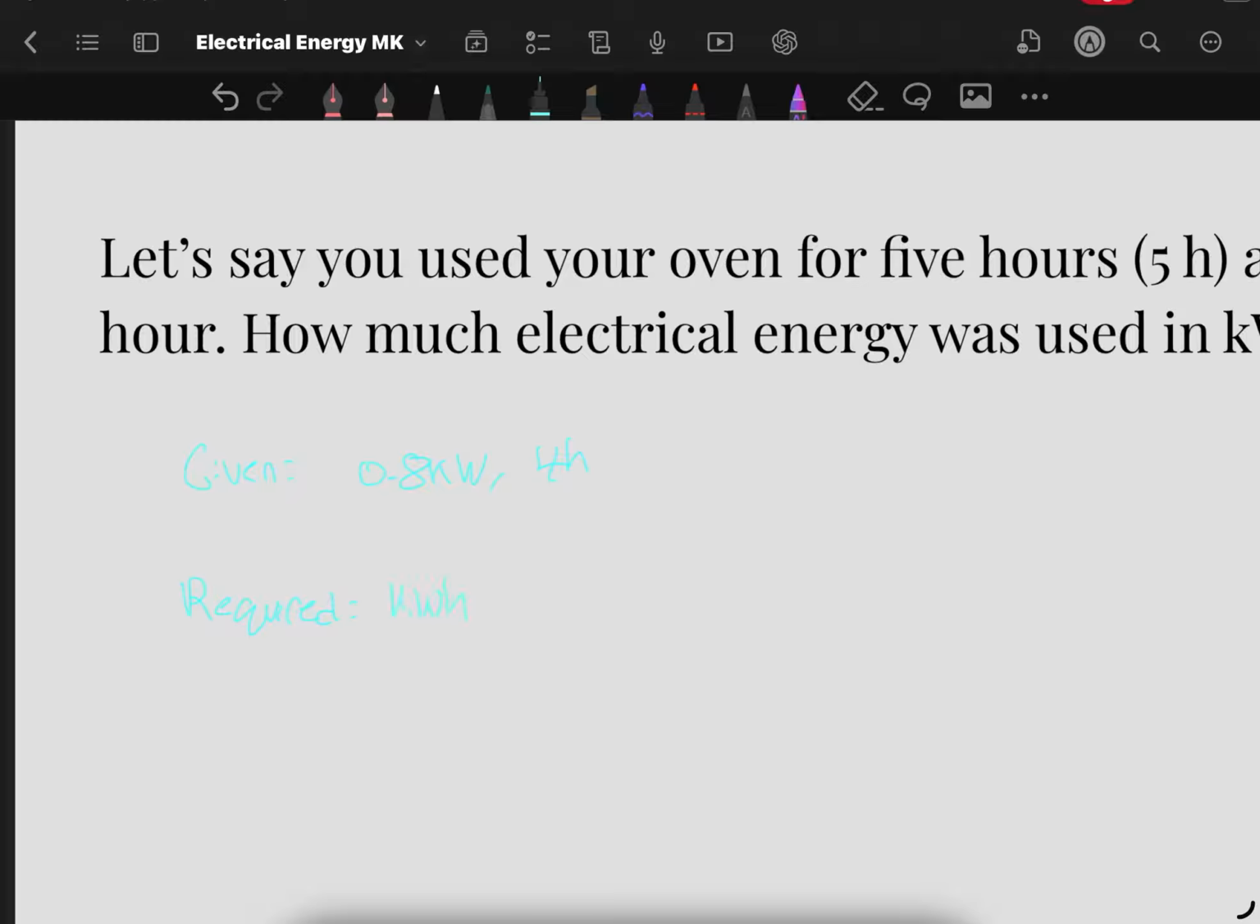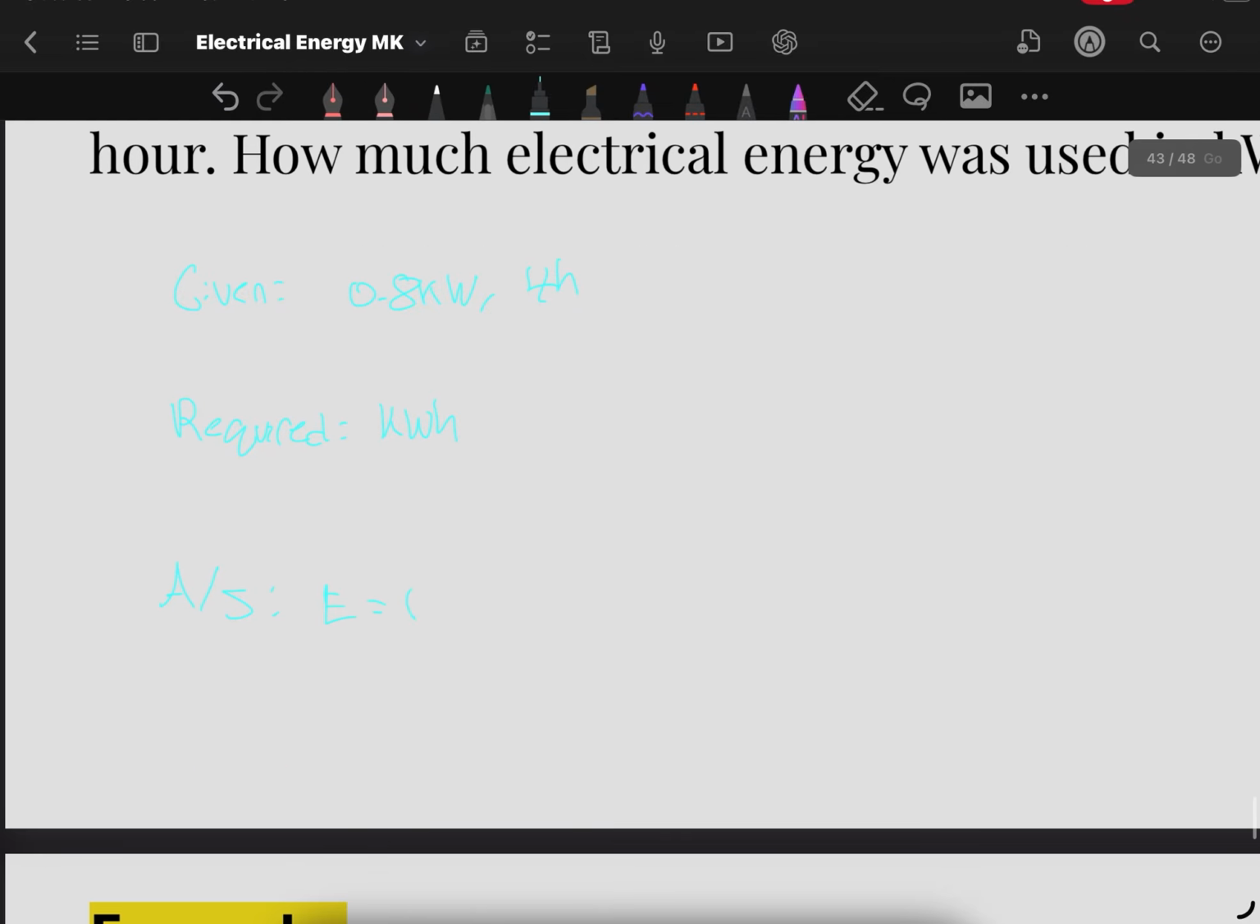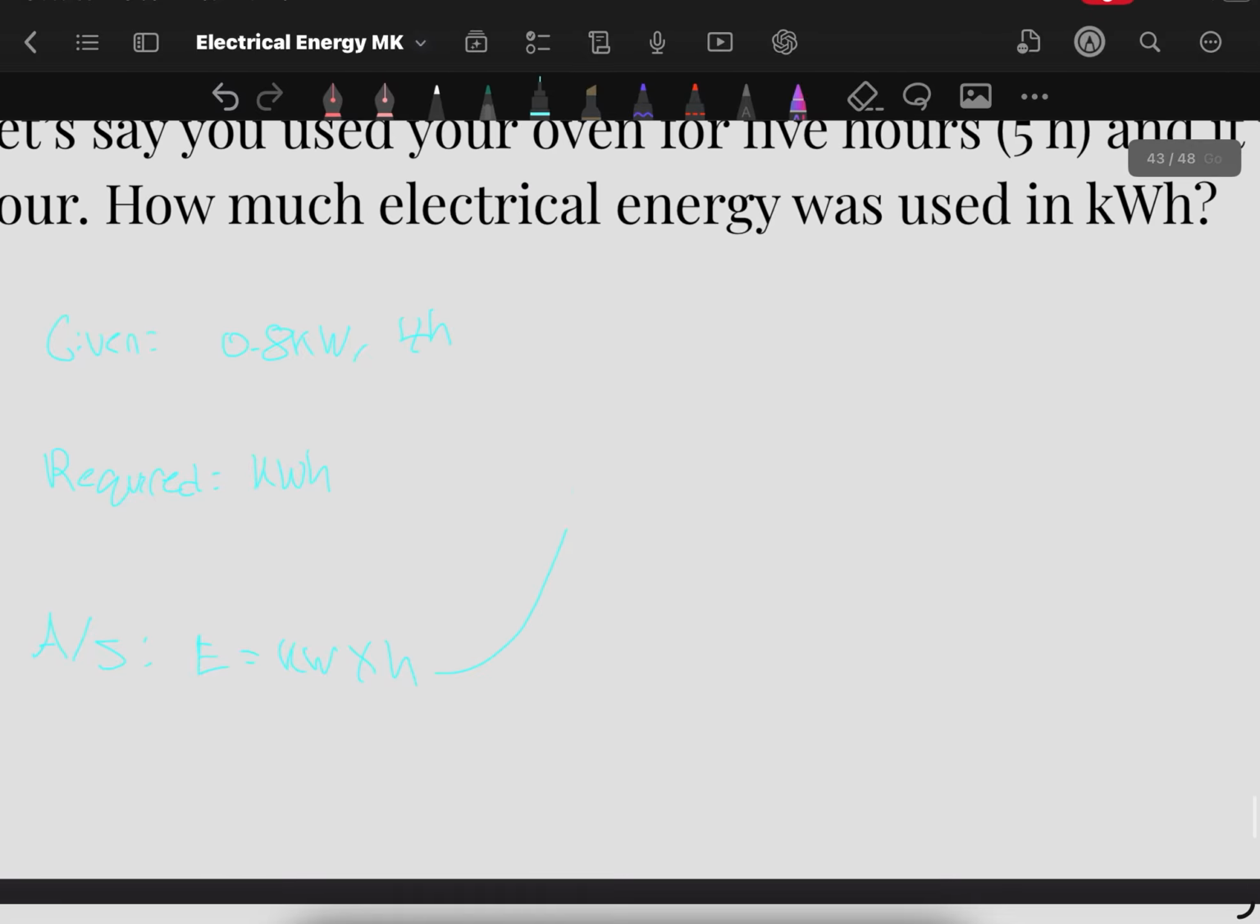So for the analysis and solution here, we're going to be using a little formula: energy is equal to kilowatts times hours. That's basically what we're given here. Energy is pretty simple now, because we're given how many kilowatts and how many hours. Since we know that energy is kilowatt hours, energy equals 0.8 times 4, which is equal to 4 kWh, or kilowatt hours. And to paraphrase, 4 kilowatt hours of electrical energy is used.